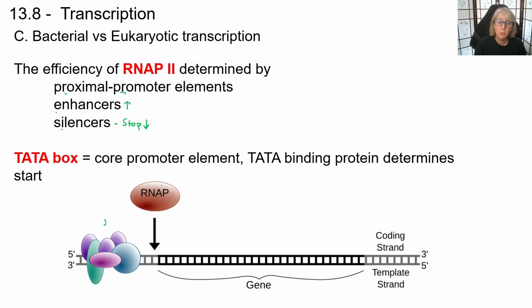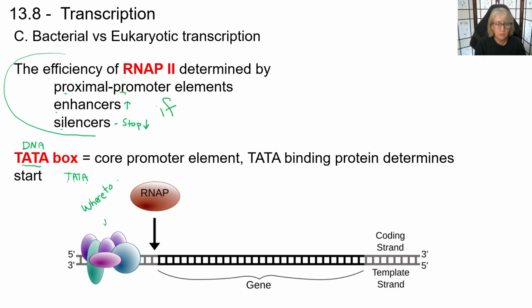The core of the promoter region for most eukaryotes is going to be something called a TATA box. This is a region that is heavily T's and A's. This is thymine, adenine, thymine, adenine. It is on the DNA, as is all of this. All of this is DNA structure that is determining if we are going to transcribe and where to start.